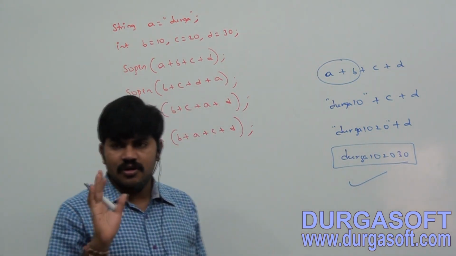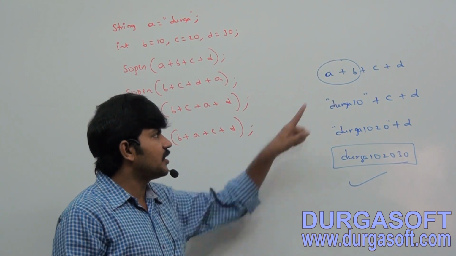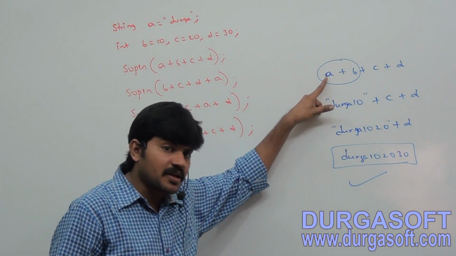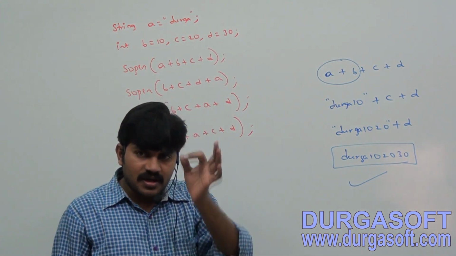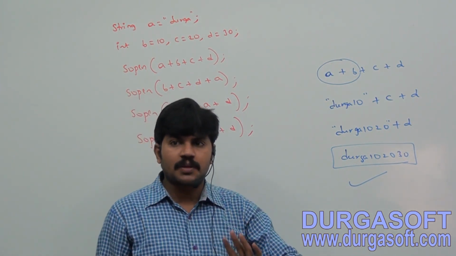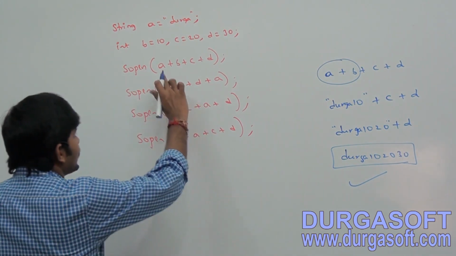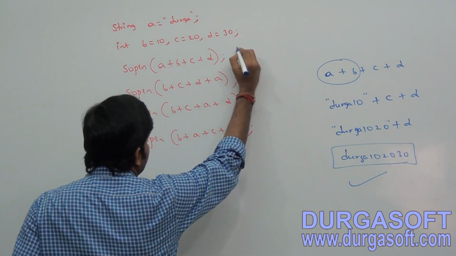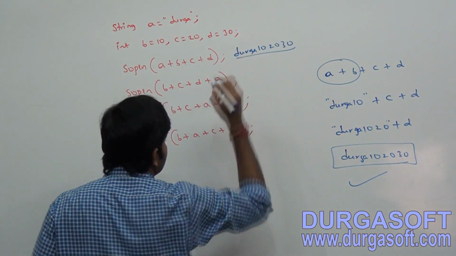Are you getting? So now the conclusion is very clear. If at least one argument is a string type, the plus operator acts as string concatenation, and if both arguments are number type, the plus operator acts as arithmetic addition operator. Clear? So for A plus B plus C plus D, the answer is Durga 10, 20, 30.